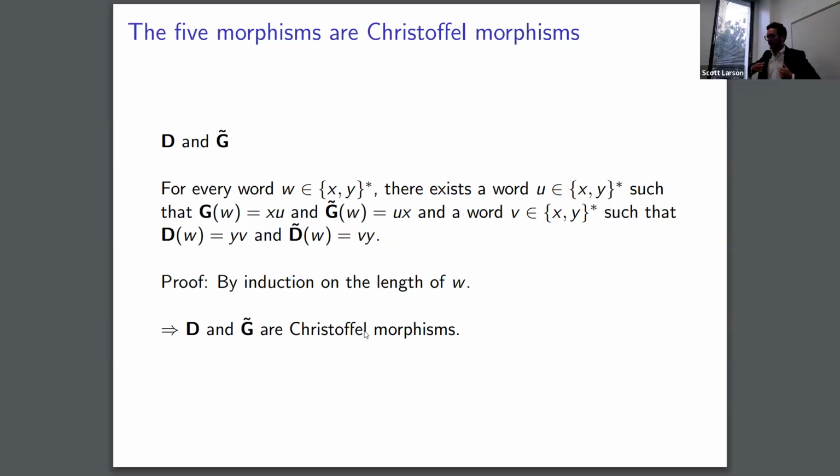For D and G twiddle, it's a different proof. It's a lot more technical. You use induction on the length of W to show that they take Christoffel words to conjugates of Christoffel words. Basically, you do that by showing that if G takes W to XW and G twiddle takes W to UX, which of course is a conjugate of XW, and which is a Christoffel word. By the previous slides, we showed that G takes Christoffel words to Christoffel words. Same type of idea for D twiddle. So that shows that G, D, G twiddle, and D twiddle are Christoffel morphisms.